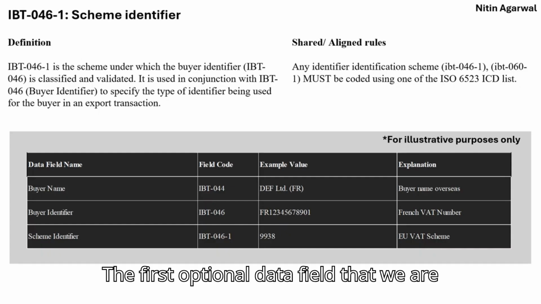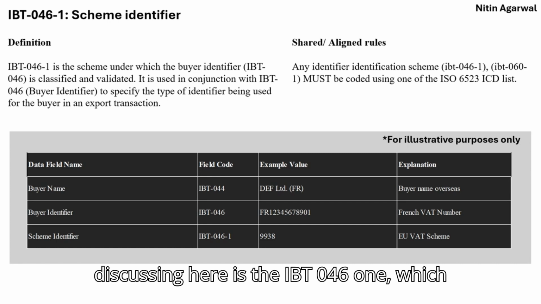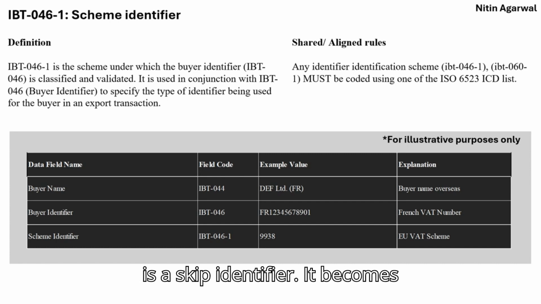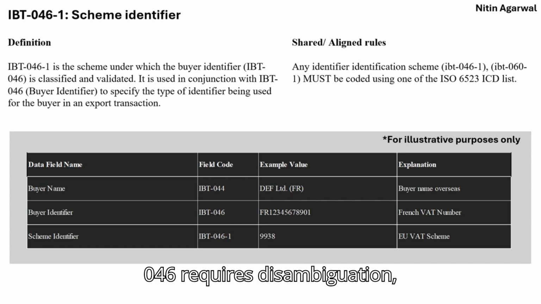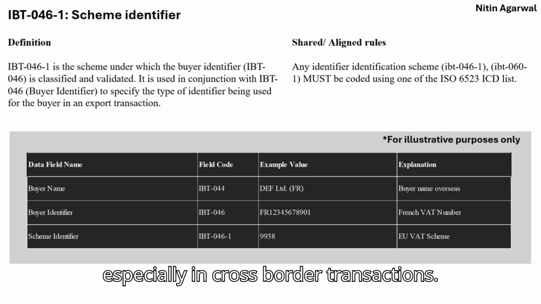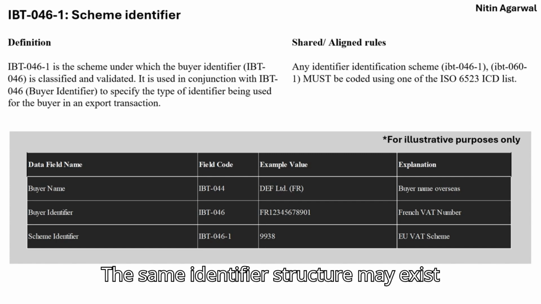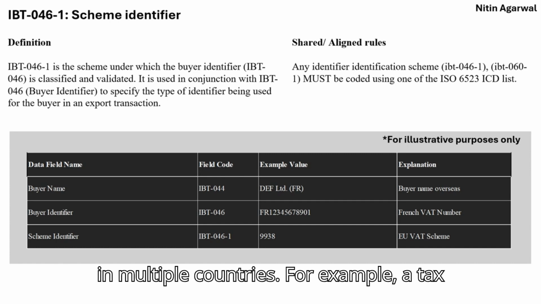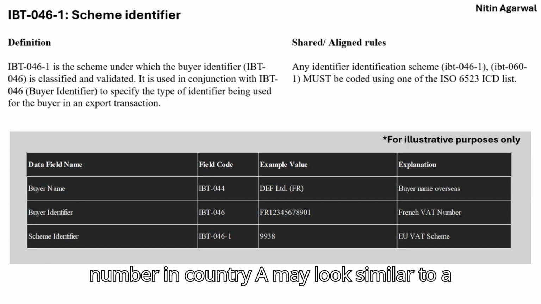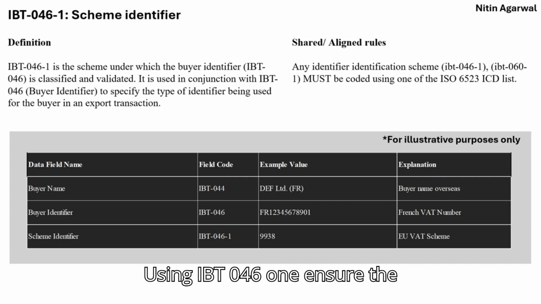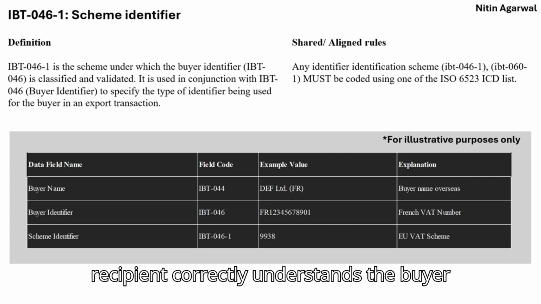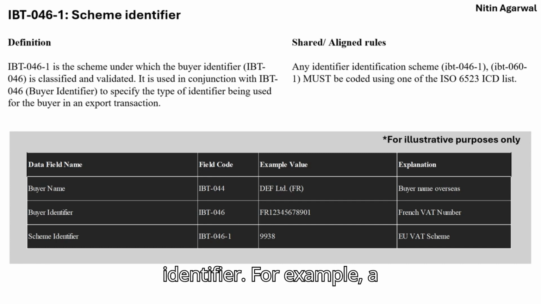The first optional data field that we are discussing here is the IBT 0461, which is a scheme identifier. It becomes useful when the buyer identifier IBT 046 requires disambiguation, especially in cross-border transactions. The same identifier structure may exist in multiple countries. For example, a tax number in country A may look similar to a business registry number in country B. Using IBT 0461 ensures the recipient correctly understands the buyer identifier.